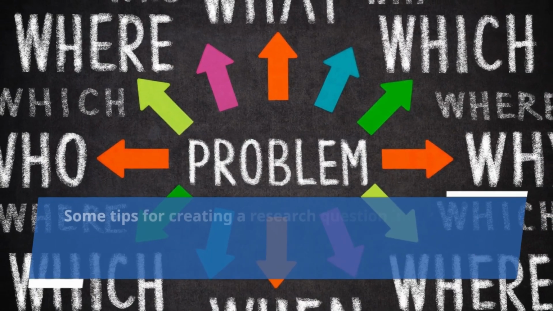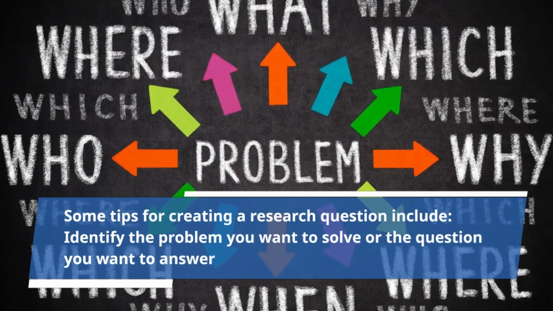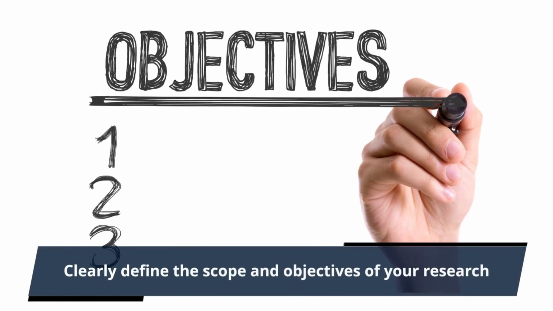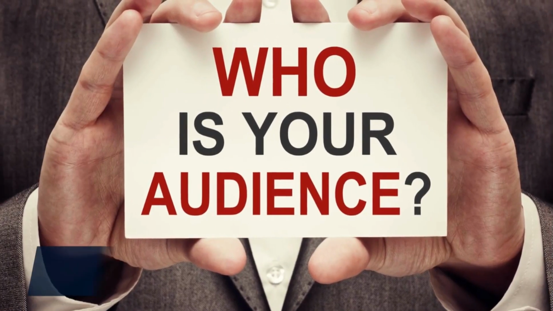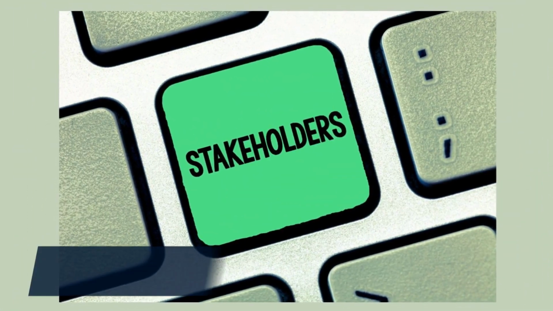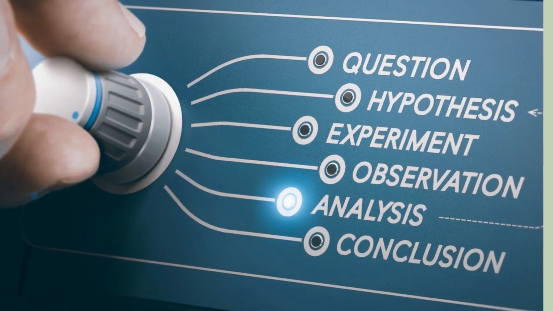Some tips for creating a research question include: identify the problem you want to solve or the question you want to answer. Clearly define the scope and objectives of your research. Consider the audience for your research and their needs. Involve stakeholders in the development of your research question.